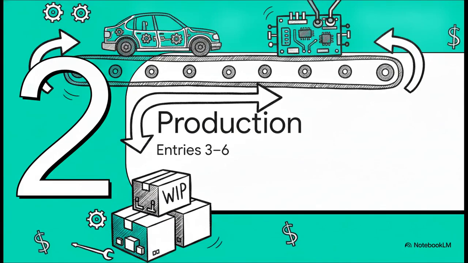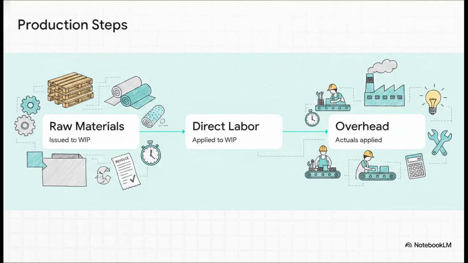Okay, moving right along to Phase 2, Production Accumulation, covering entries 3 through 6. This is the transformation phase, where our product actually gets built on the factory floor. Let's walk through how these costs build up step by step. First, in entry 3, raw materials are officially issued to production. We debit work in process, or WIP, inventory, based on the standard cost from the bill of materials. Next up is entry 4, where direct labor gets applied. We debit WIP for the standard hours worked at the standard rate.